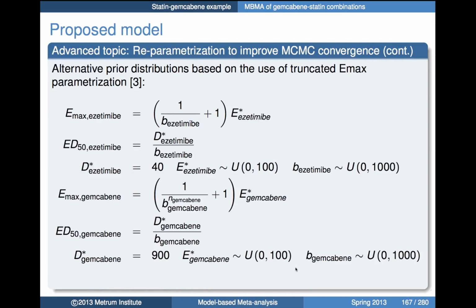Oh, okay, that's right. I also did the same thing for ezetimibe and gemcitabine. So same story here. I'm going to use the truncated Emax parameterizations for all of them. So let's go ahead and see what's involved in that.